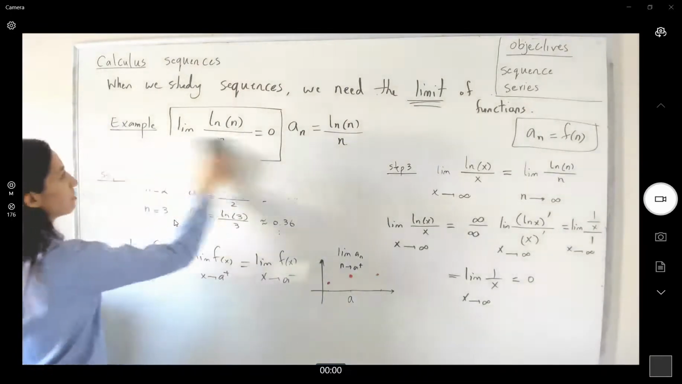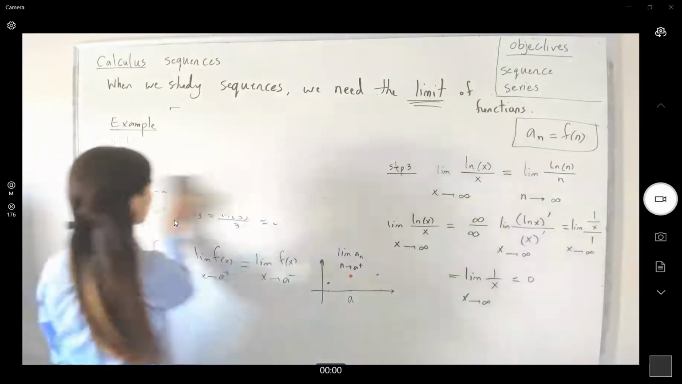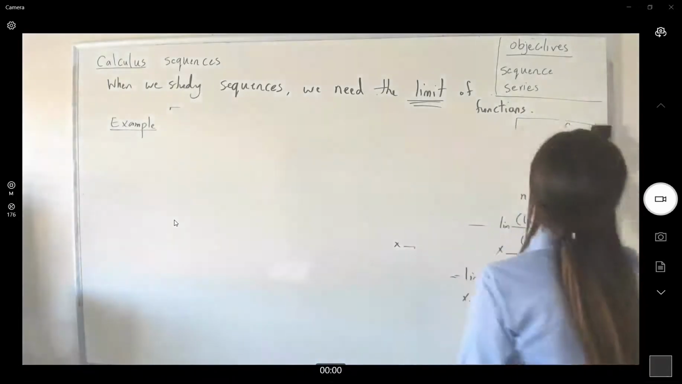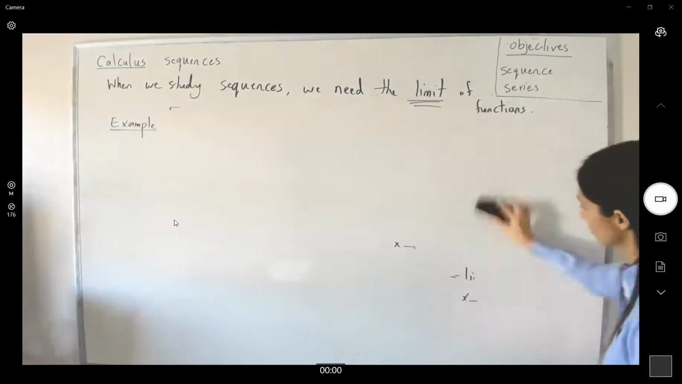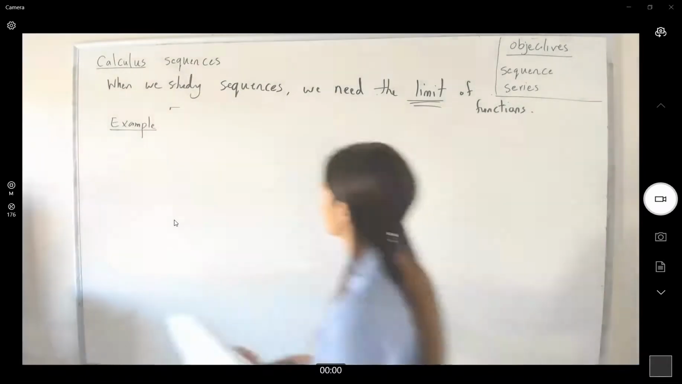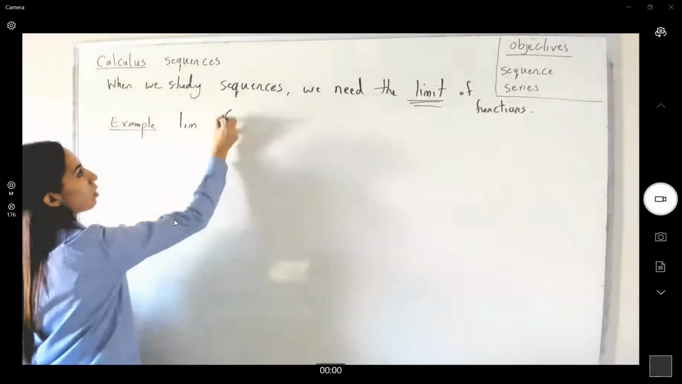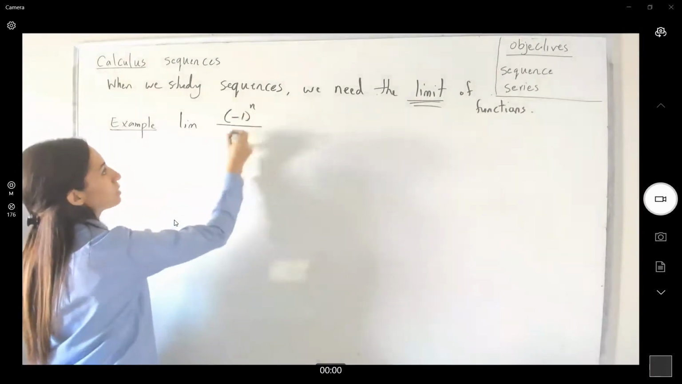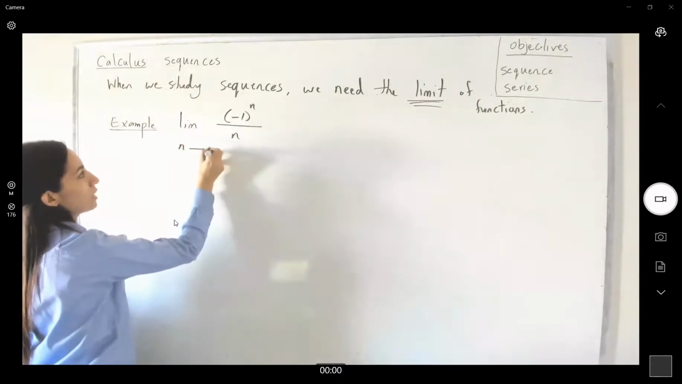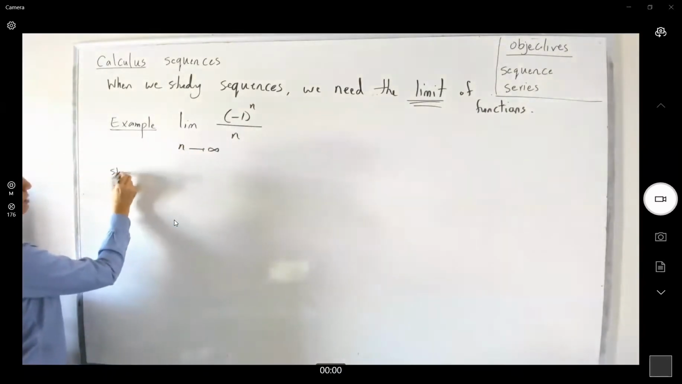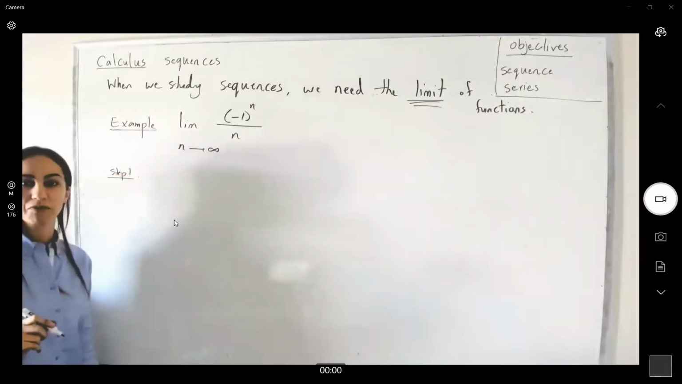Okay, awesome. Another example. The question says, what's the limit of negative 1 to the n divided by n while n goes to infinity? Let us follow some steps. Step 1, let us write down some of the terms.